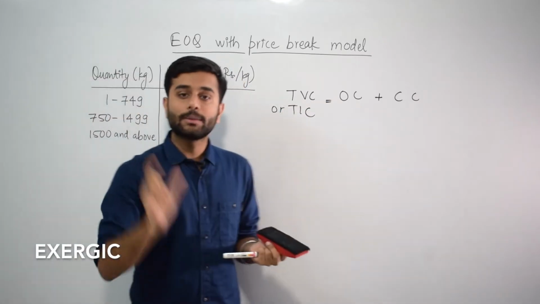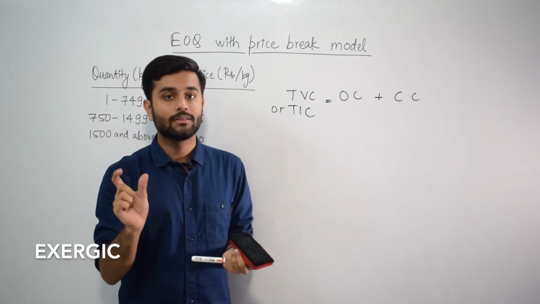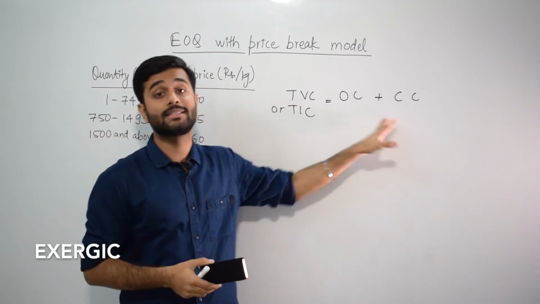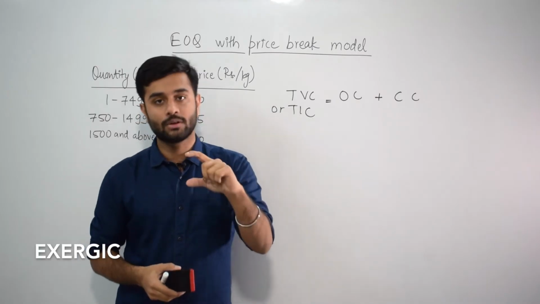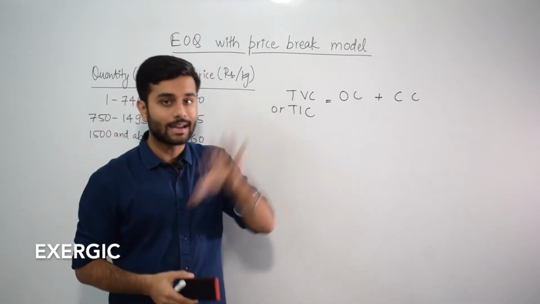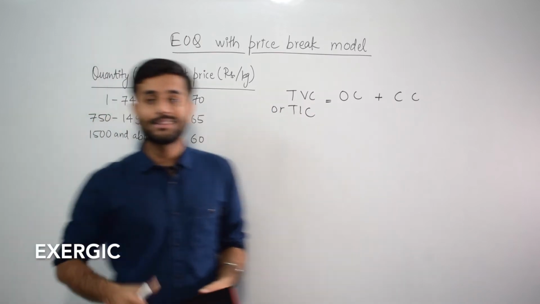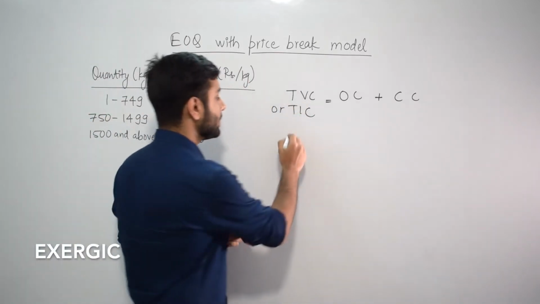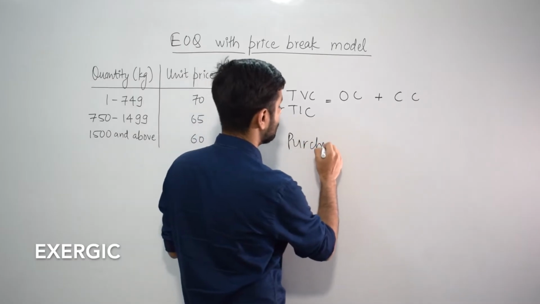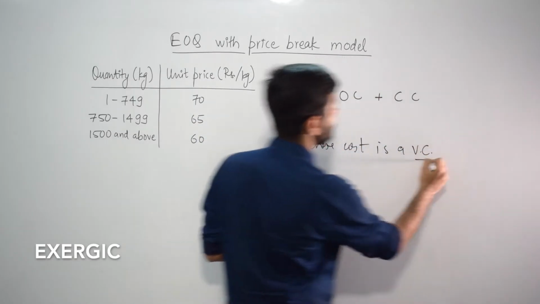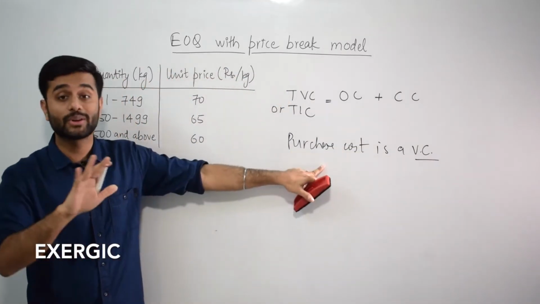I told you that the purchase cost component was constant, and the variable part was ordering cost and carrying cost, which was basically a function of Q, of how many quantities you are ordering. That is why it was called total variable cost or total inventory cost. But in this case, even purchase cost is a variable cost. Purchase cost is not a fixed cost.